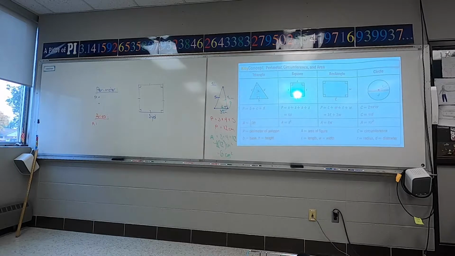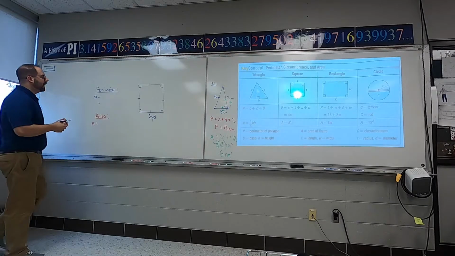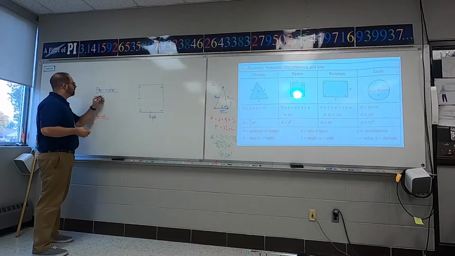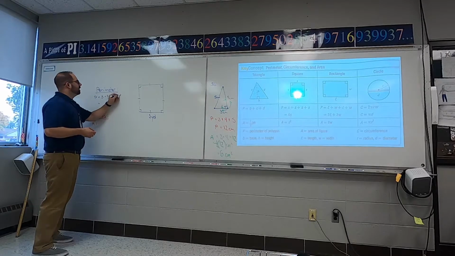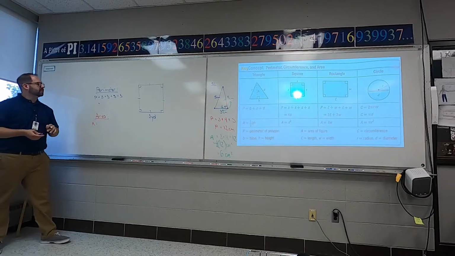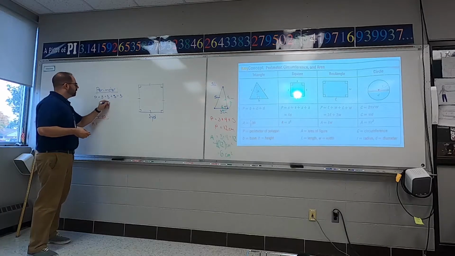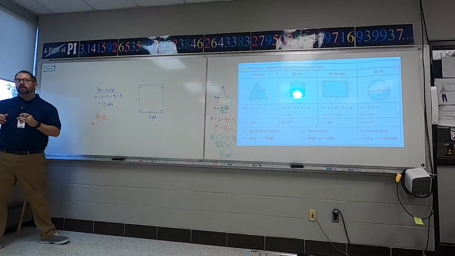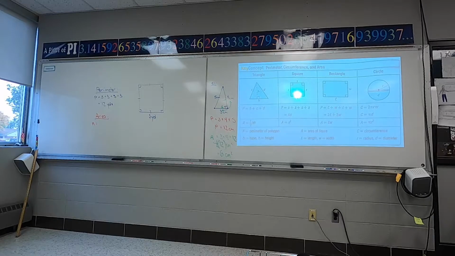Perimeter. How do we find it? Oh, not 9, 12 yards. Okay, how do you get 12? You're going to do 3 yards for each one of the sides. Exactly, 4 sides. You're going to have all those 3s, and you're going to get 12 yards total. Okay, good. Nice.